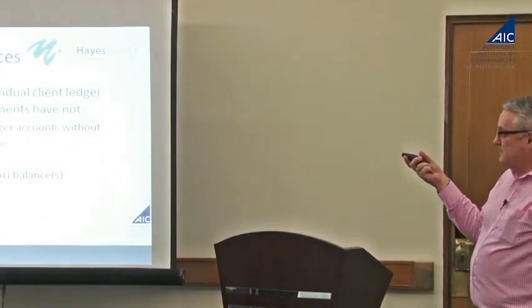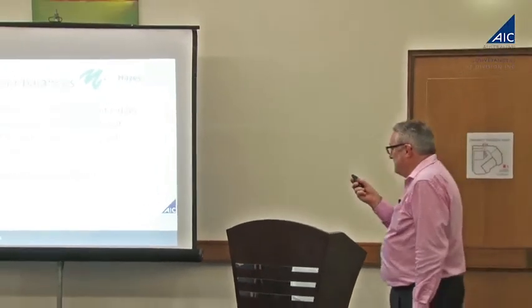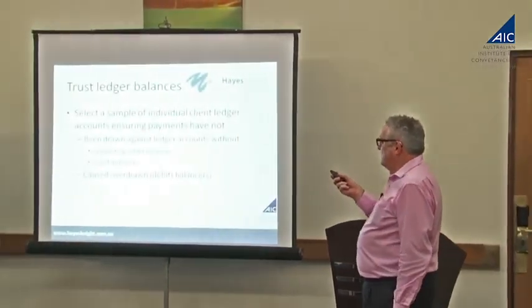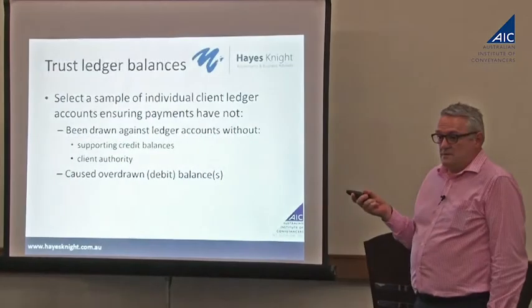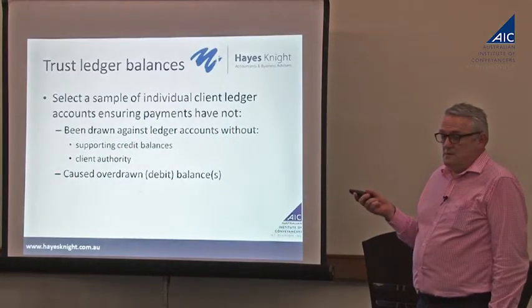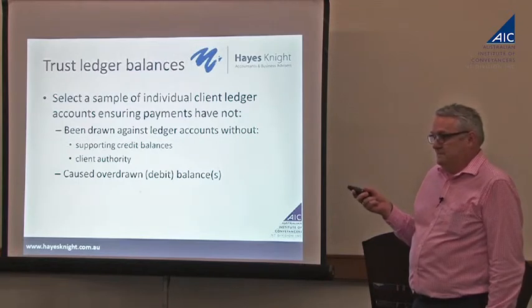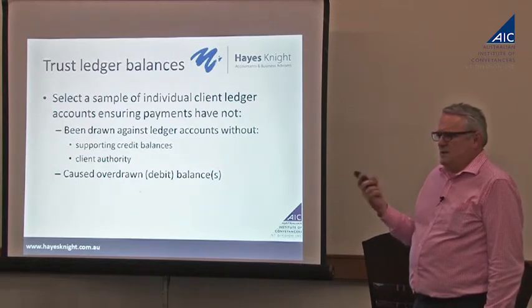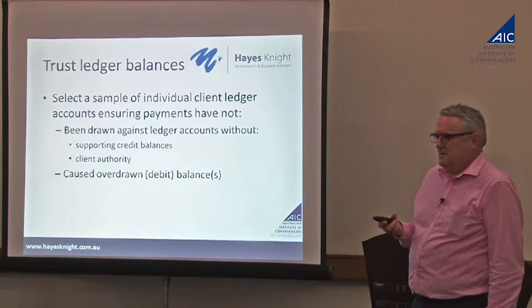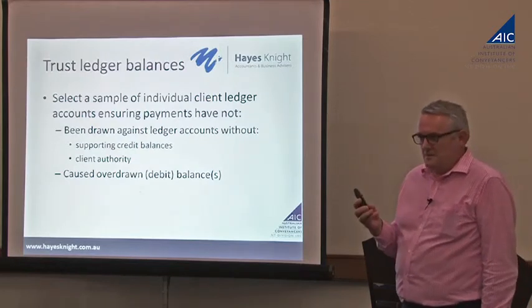Got to have credit balances, got to have client authority, and we've talked about that. And we haven't gone into overdrawn or debit balances. And sometimes it happens. So what do you do when it does happen? Just as a general concept.